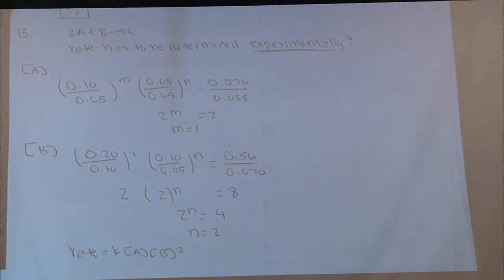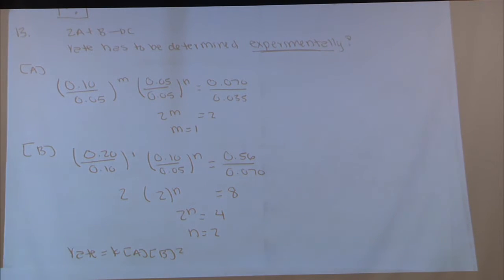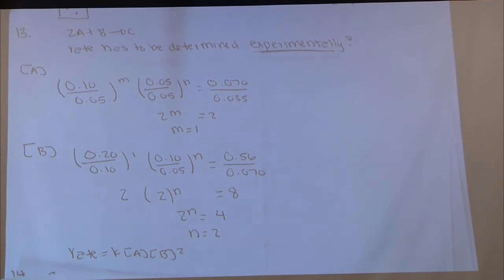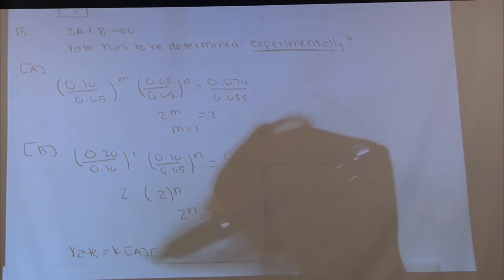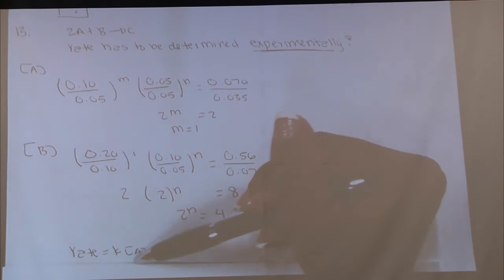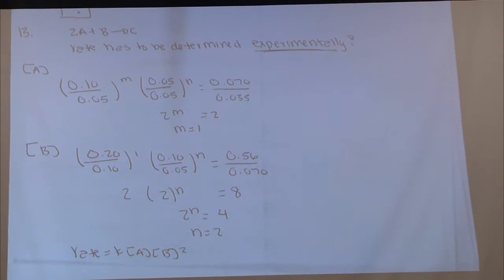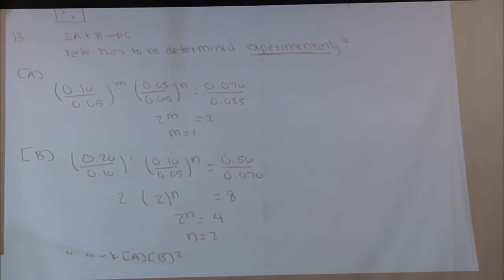And so when you go to write your rate law, it would look like this. Rate equals K of the concentration of A times the concentration of B squared. What would be the order of the overall reaction? 3. So the order of the whole reaction would be 3. You do that by adding the order of A and the order of B. So you add those together, and you'll be able to find the order of the overall reaction. So that can be another question that they ask you.